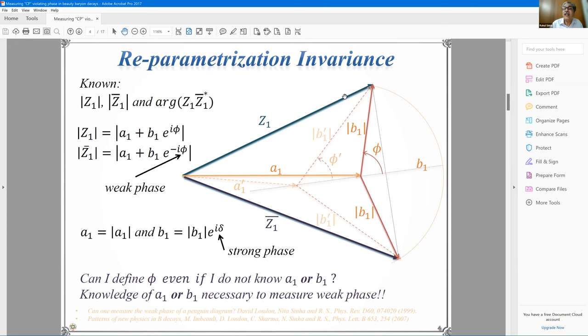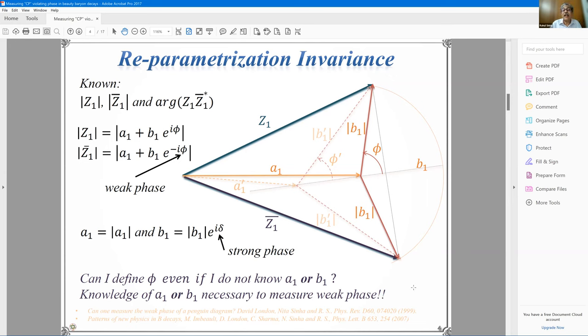For the mode and conjugate mode, but you also have a measurement of the angle between the Z1 and Z1 bar. And that fixes things. So I can write my amplitude as A1 plus B1 e to the power i phi, and for the conjugate mode, A1 plus B1 e to the power minus i phi. However, that still does not define phi, because I could have chosen a different A1 and different B1, because A1 and B1 are also unknown. So in order to define my phi clearly, I must have knowledge of A1 or B1.